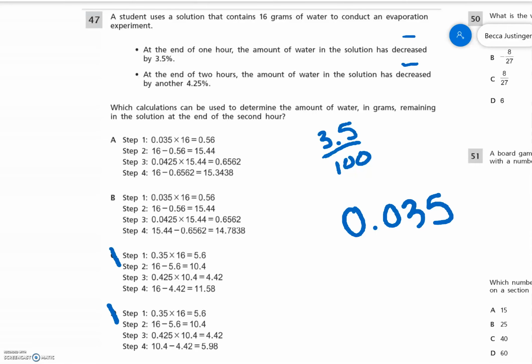Then in both A and B, they subtracted from 16. And multiply, step 3 is the same for both. The only difference is in step 4, in part A, they subtracted from the original 16. In B, they subtracted from the new number 15.44, which B is the correct answer because it decreases by another 4.25%, not of the original, but of what decreased in the first place.